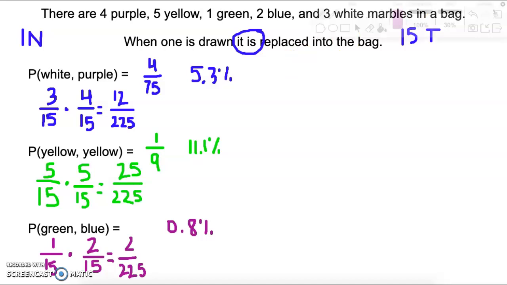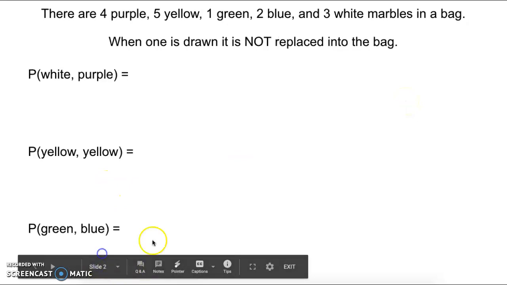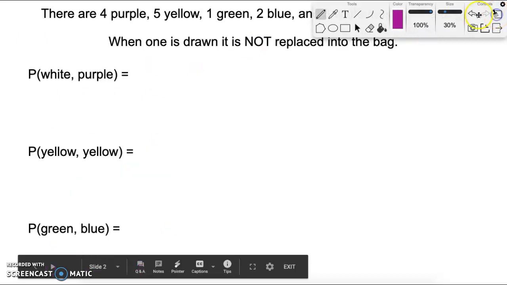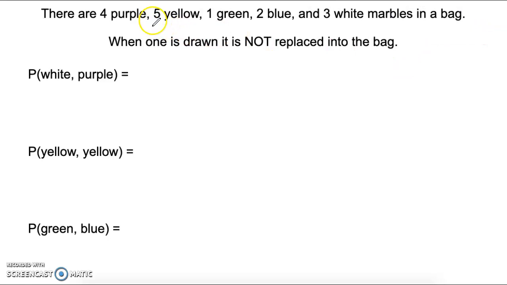Okay, so now we're going to look at some other examples. So we are going to have the same setup of marbles, and I need to clear my writing real quick. We have the same setup of marbles here, 4 purple, 5 yellow, 1 green, 2 blue, and 3 white. There are still 15 total marbles in the bag.